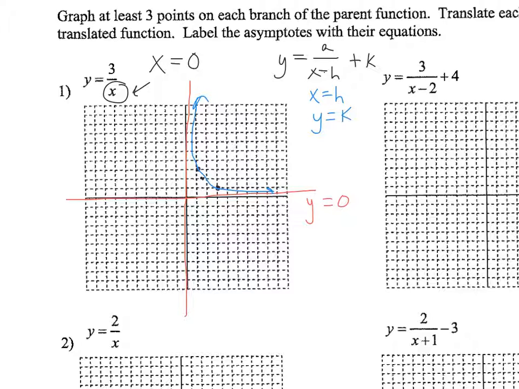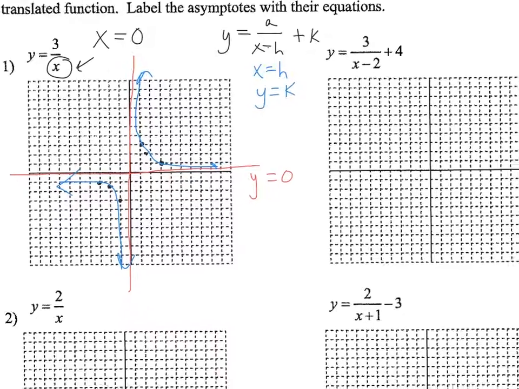So there's our 3 points, and now I can do negative. I can put in -1, so -1 gives -3. I can plug in -3, which gives -1. I plug in -4... -3 is -1. And then I could plug in -2, so -2 gives -1.5. And then I can connect them with the blue curve again. The blue curve should not cross the asymptotes.